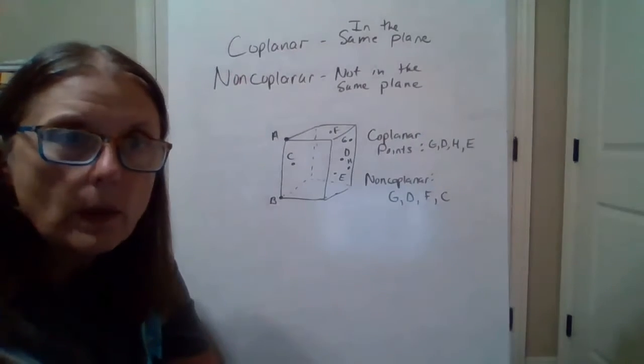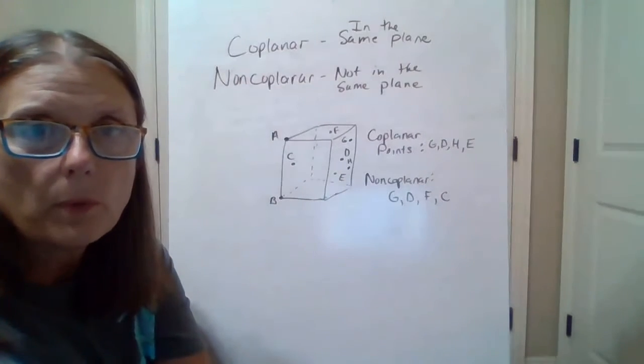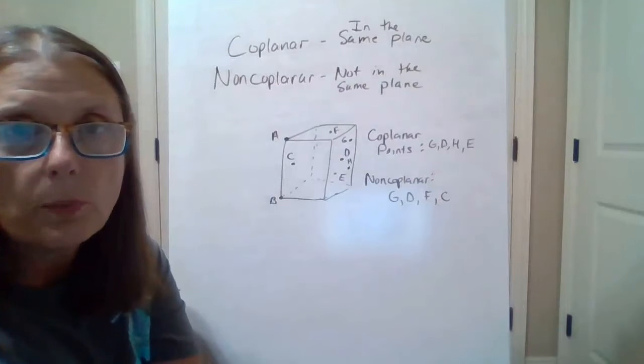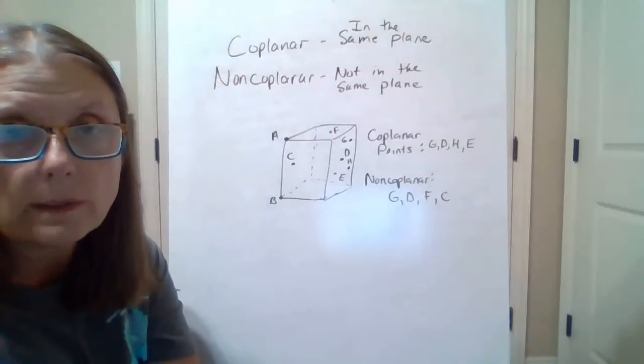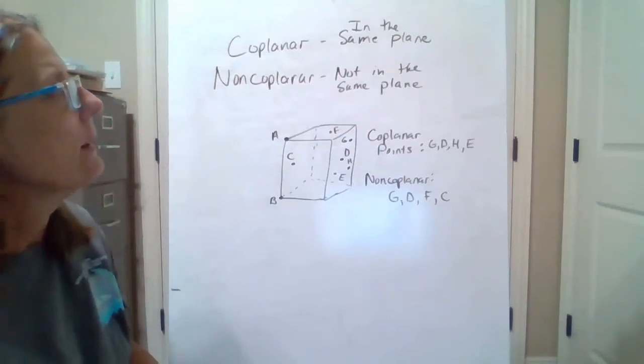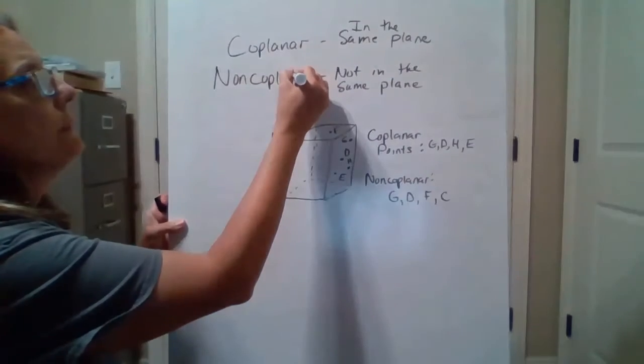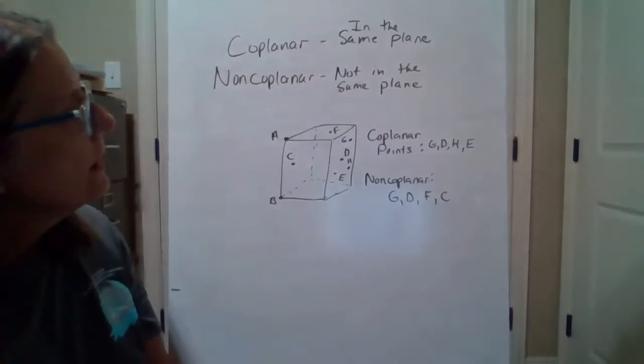One of the easiest ways to make sure that you name non-coplanar points is choose all your points except for one that are in the same plane and then choose one that's not. You don't have to do it that way, but that is one way of doing it.